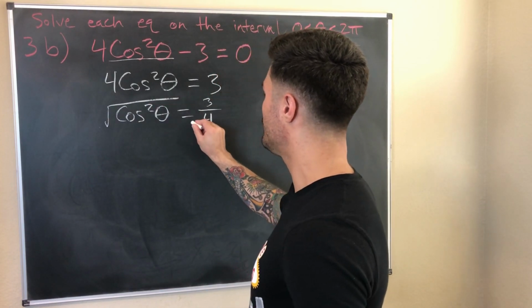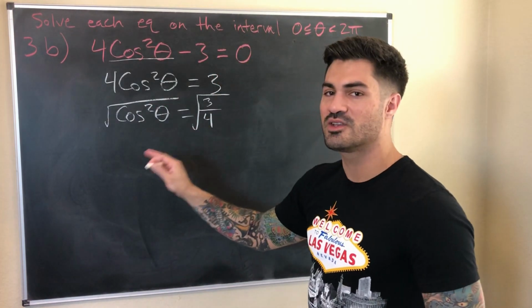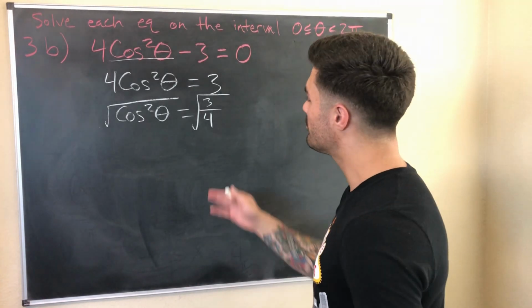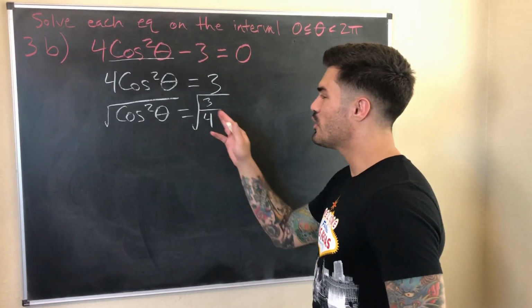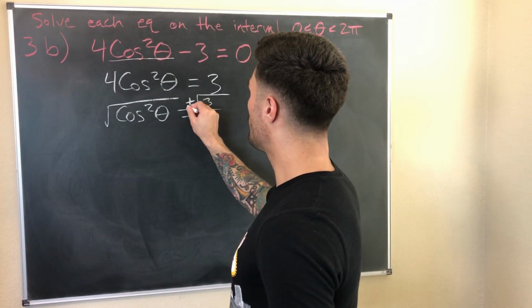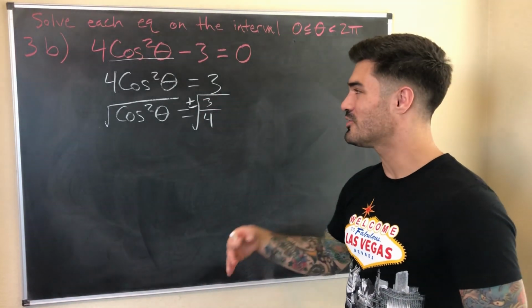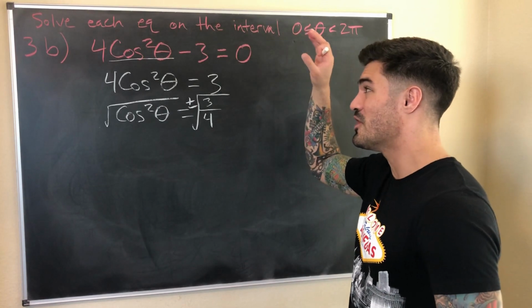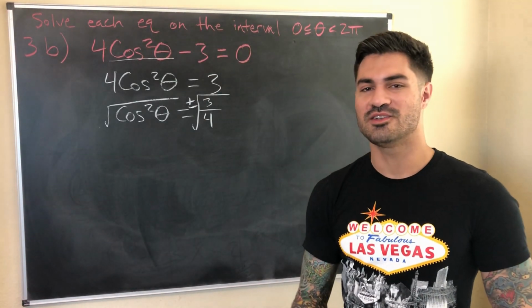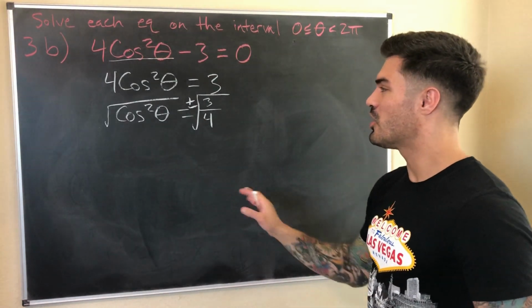But don't forget this really important step. A lot of students forget this. Don't forget, when you take the square root of both sides of an equation like this, you have to put plus or minus. You have to do that. And the difference between doing it and not doing it could be the difference between getting this question fully correct and half correct. And you'll see what I mean at the end when we find our solution.